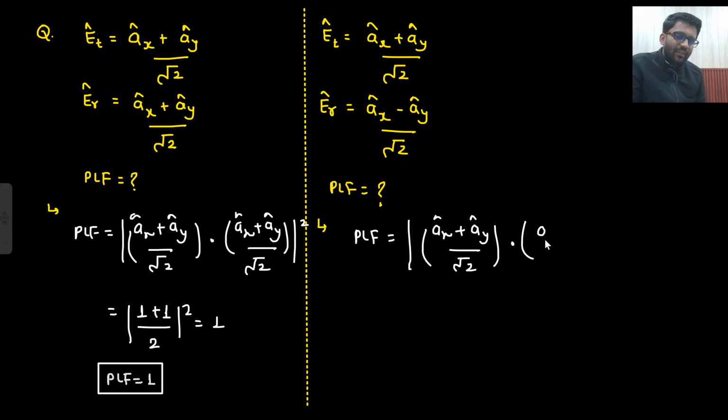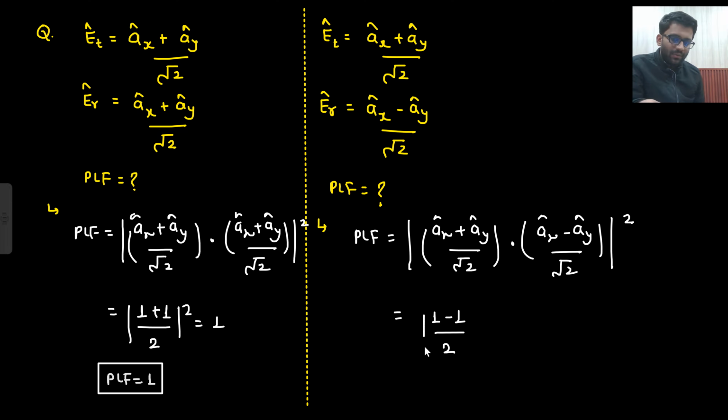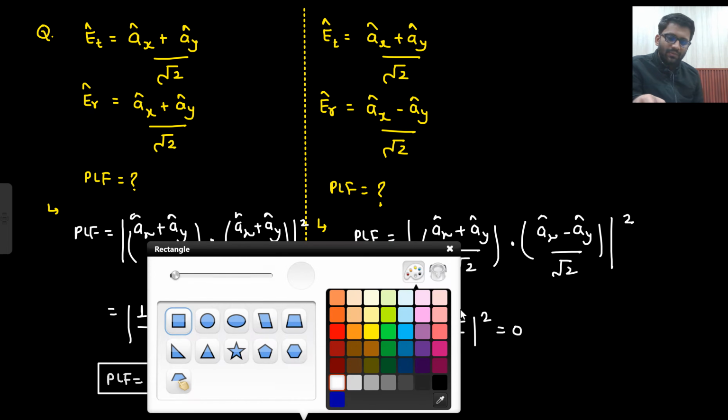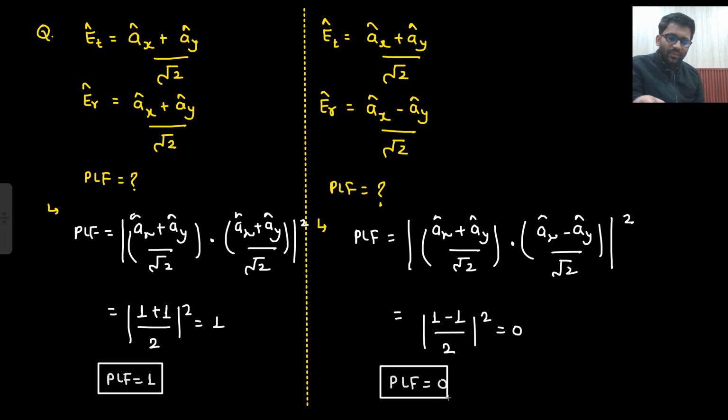What about the reflected wave? Ax cap minus ay cap divided by under root 2 whole square. So that would be ax cap plus ax cap 1, plus ay cap minus ay cap minus 1, under root 2 into 2, 2. So what is the answer? 0. So what is polarization loss factor? That is equal to 0. So here also polarization loss factor is 0. Here it was 1, here it is 0.